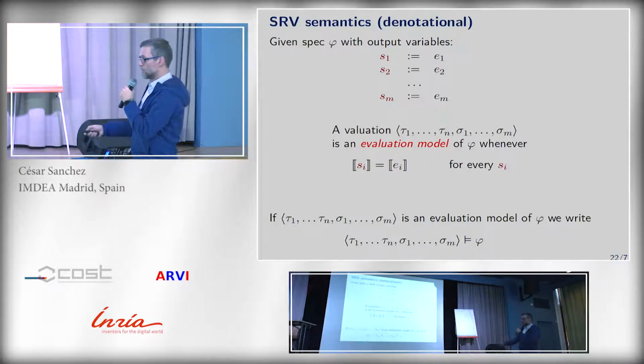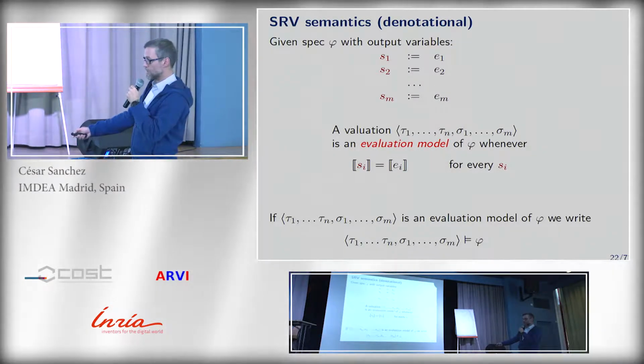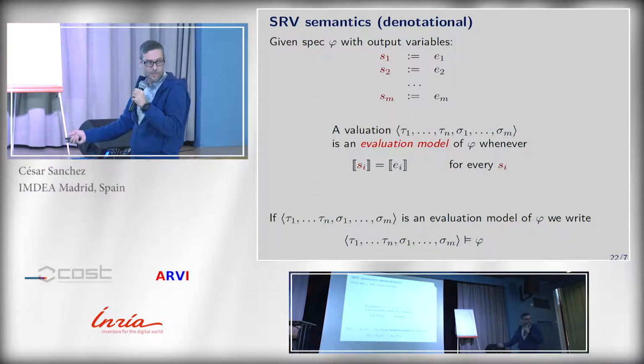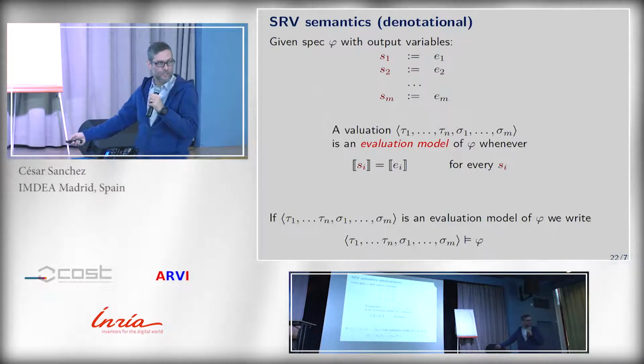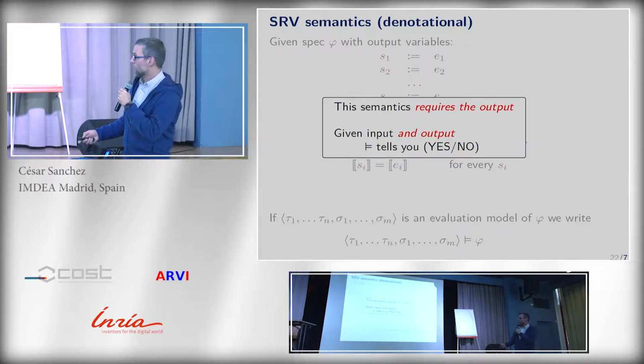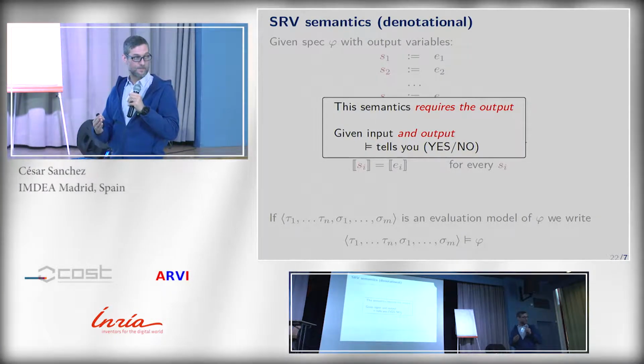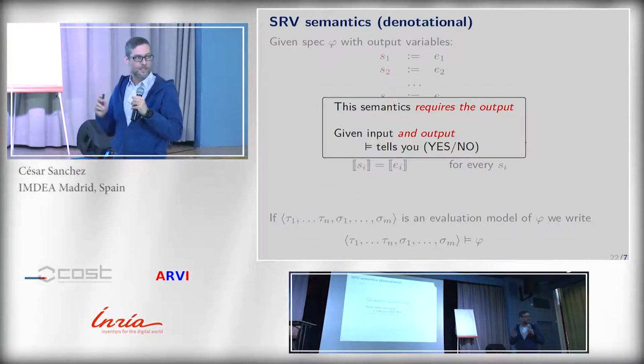All right. So we write it as usual. If you have the tuple of inputs and your tuple of outputs, these are values. These are valuations, candidate valuations. And we write this when they satisfy the spec. So it's very relational, if you want. All right. So these semantics require the output. It's not independent of the output. If I don't have the output, then the semantics don't tell me anything.